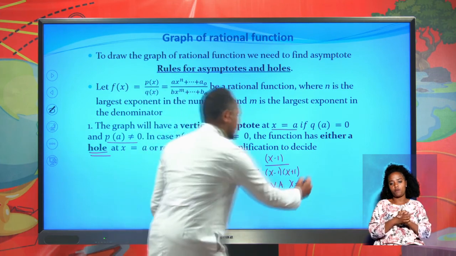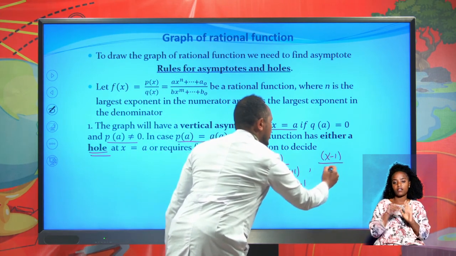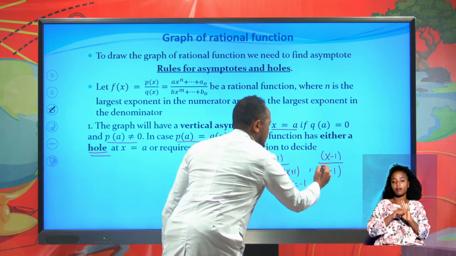Now let's see this one. In this case, look, x minus 1 over x minus 1 squared.